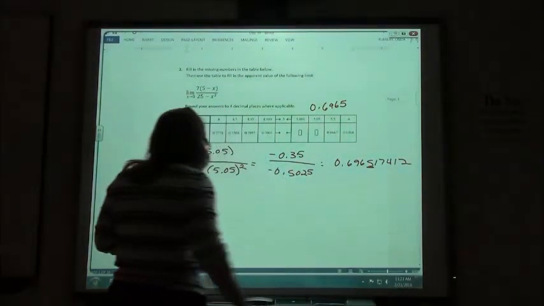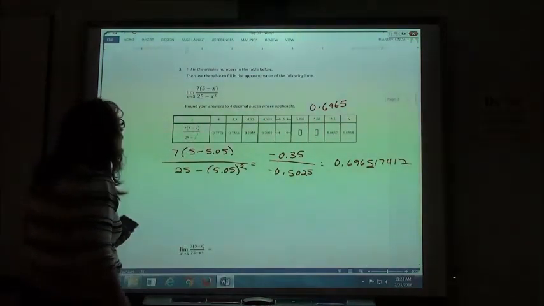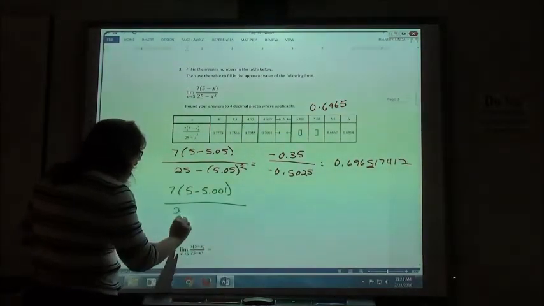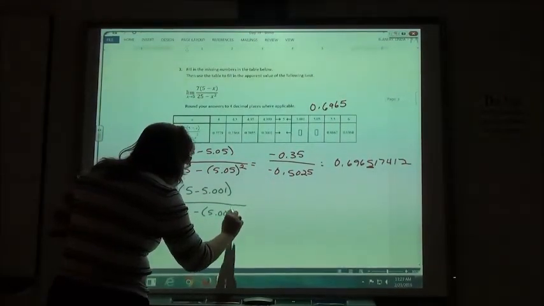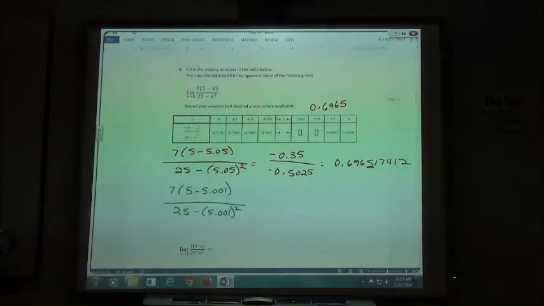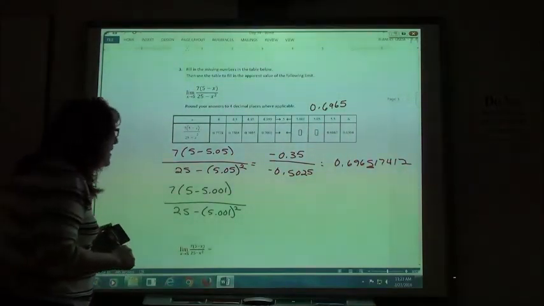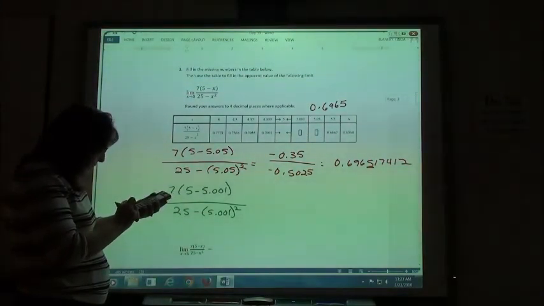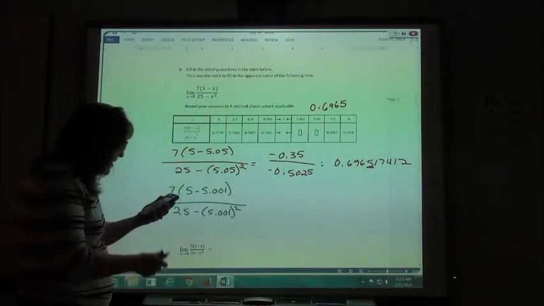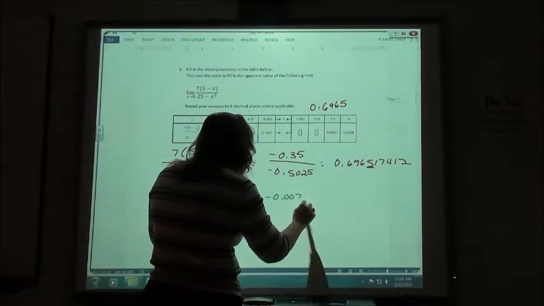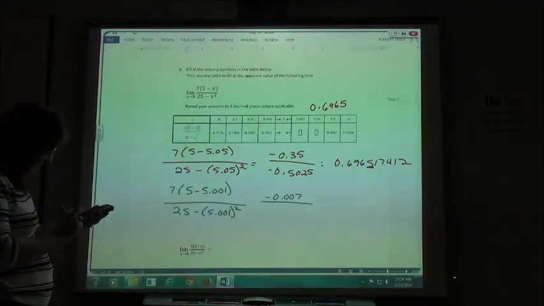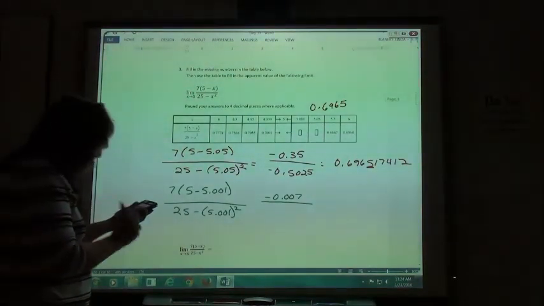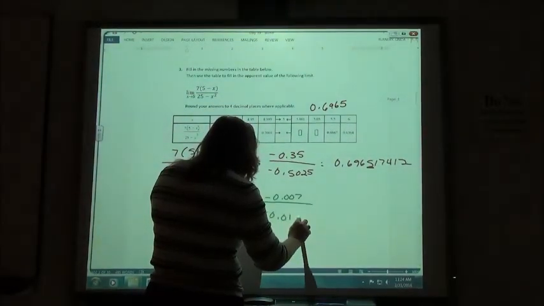If I do the other one, I'm going to use 5.001. So 7 times 5 minus 5.001 over 25 minus 5.001 squared. Notice I put parentheses around my 5.001 there on the bottom just to be on the safe side. So on the top, 7 parentheses, 5 minus 5.001, close my parentheses, gives me negative 0.007. On the bottom, 25 minus parentheses 5.001, close my parentheses, square that. If I hit equals, I get negative 0.010001.